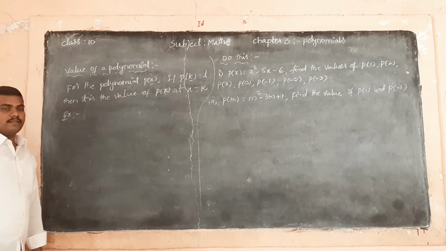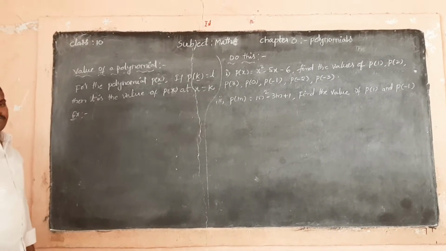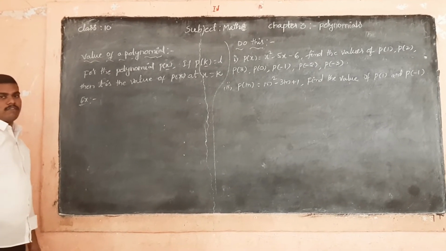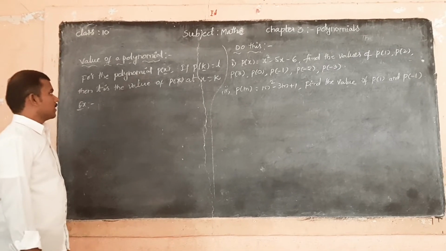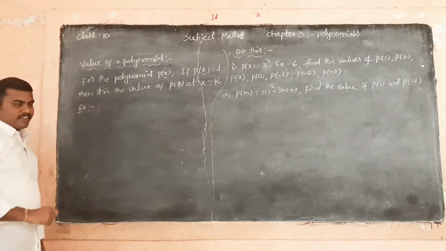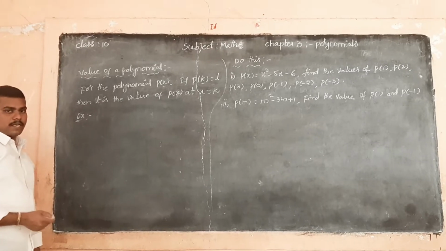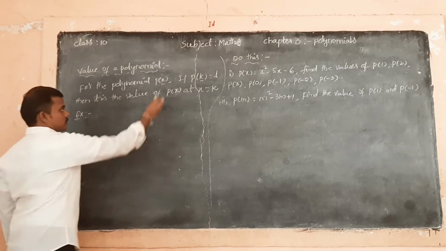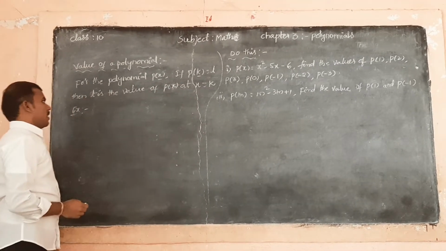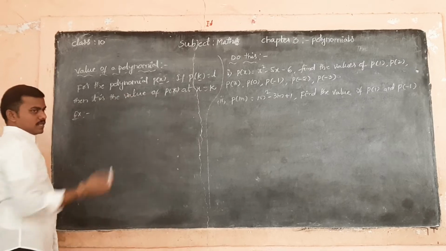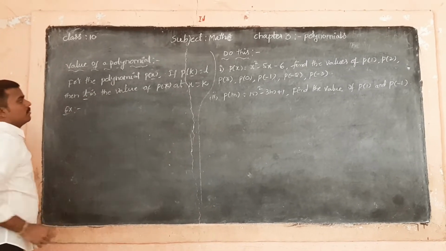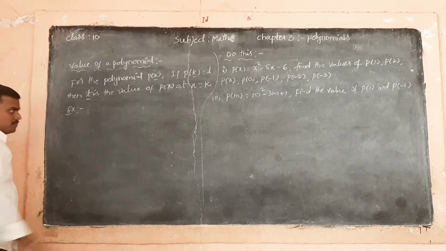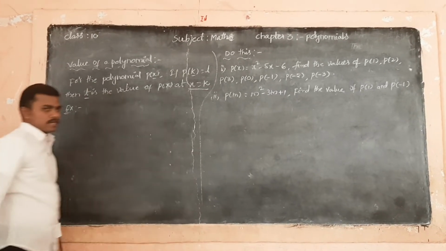Value of a polynomial. For the polynomial p of x, if p of k is equal to L, then L is the value of p of x at x is equal to k. For the polynomial p of x, if p of k is equal to L, that is, if we put k in place of x, then p of k is equal to L. Here L is called the value of p of x, when x is equal to k.